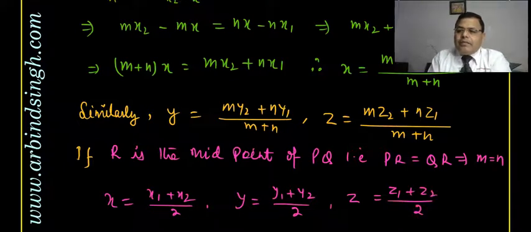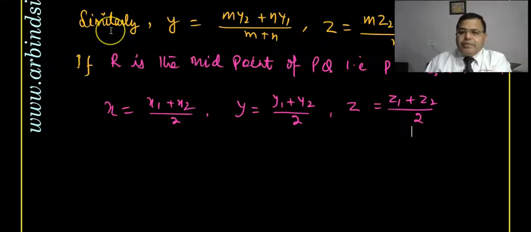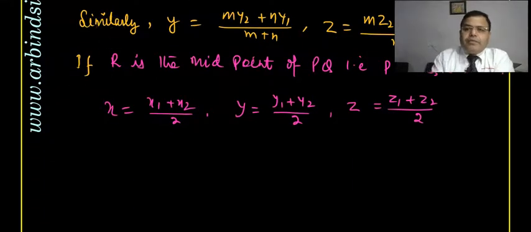Because if you put M in place of N, then M can be taken common, and here M plus M is 2M, so M will cancel and 2 will be left. So in all these cases, this is the midpoint formula. Now we can solve some questions.